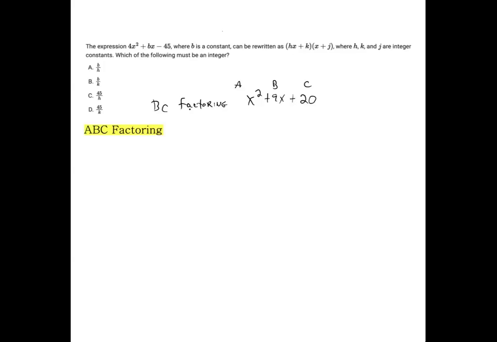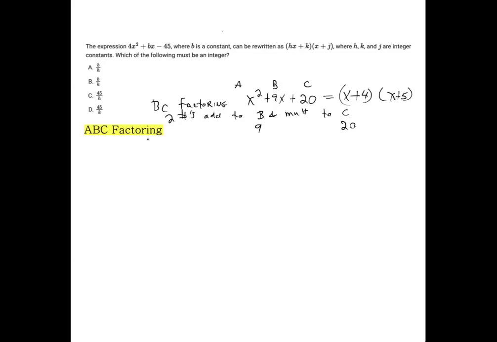And for BC factoring, you need two numbers that add to b and multiply to c. So two numbers that add to 9 and multiply to 20. And those two numbers are 4 and 5. So once you find them in nice, easy BC factoring, you're done. X plus 4, x plus 5.